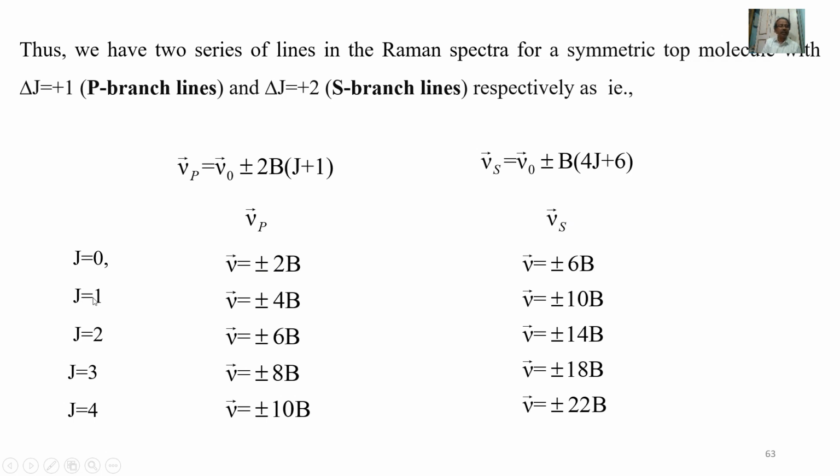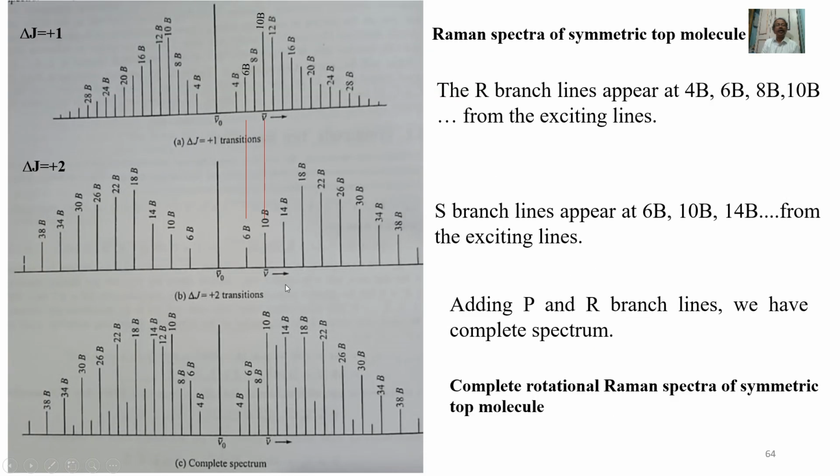For J equals 1, nu P becomes 4B, and this is 10B. And we have 6B, 8B, 10B for J equals 2, 3, 4. And similarly, nu S becomes 14B, 18B, plus or minus 22B. And this picture, the first picture shows the Raman lines for R branch lines, and this is for S branch lines, and this is for the complete one. That is, we have added these two and we have obtained the third figure.